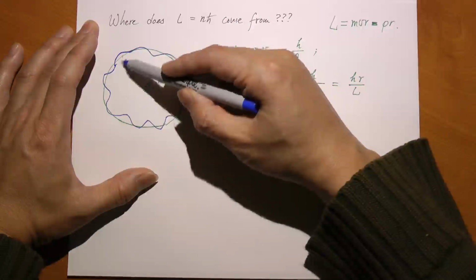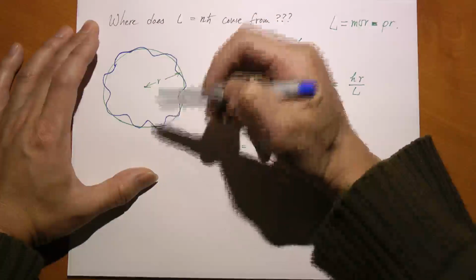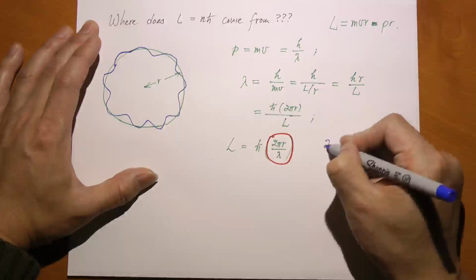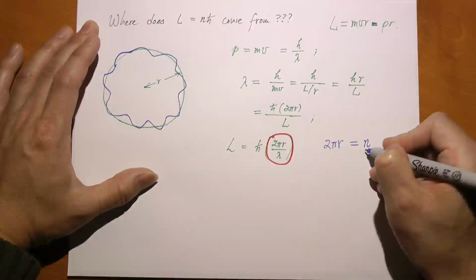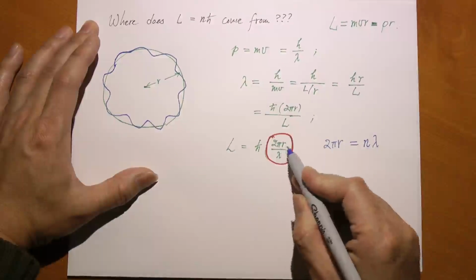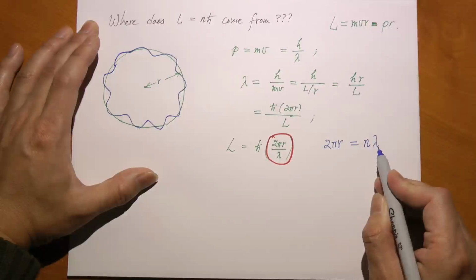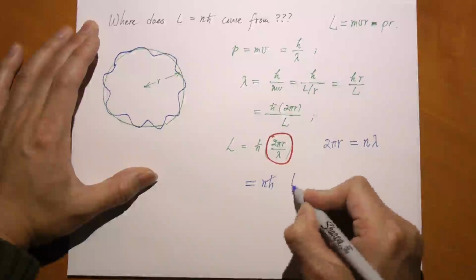Otherwise, you're going to be missing a half wave or whatever, and it's not going to combine seamlessly to form an infinite loop like this. This is to say that 2πr, the circumference, must equal an integer multiple of wavelengths, and that's exactly the same as 2πr over λ equals n. So this is why it is equal to nħ.